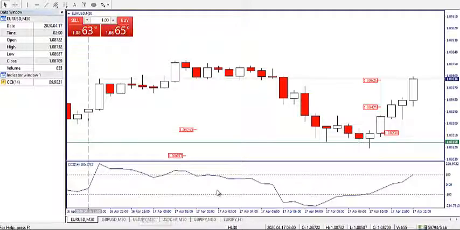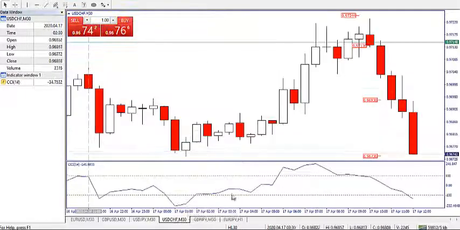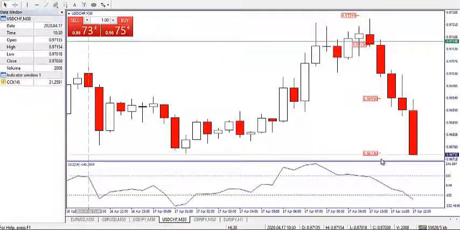So let's take a look at 2 others. These are all open simultaneously. These are all running at the same time. We'll start off here with the dollar Swiss. The dollar Swiss just now about to hit, there it goes, 73.